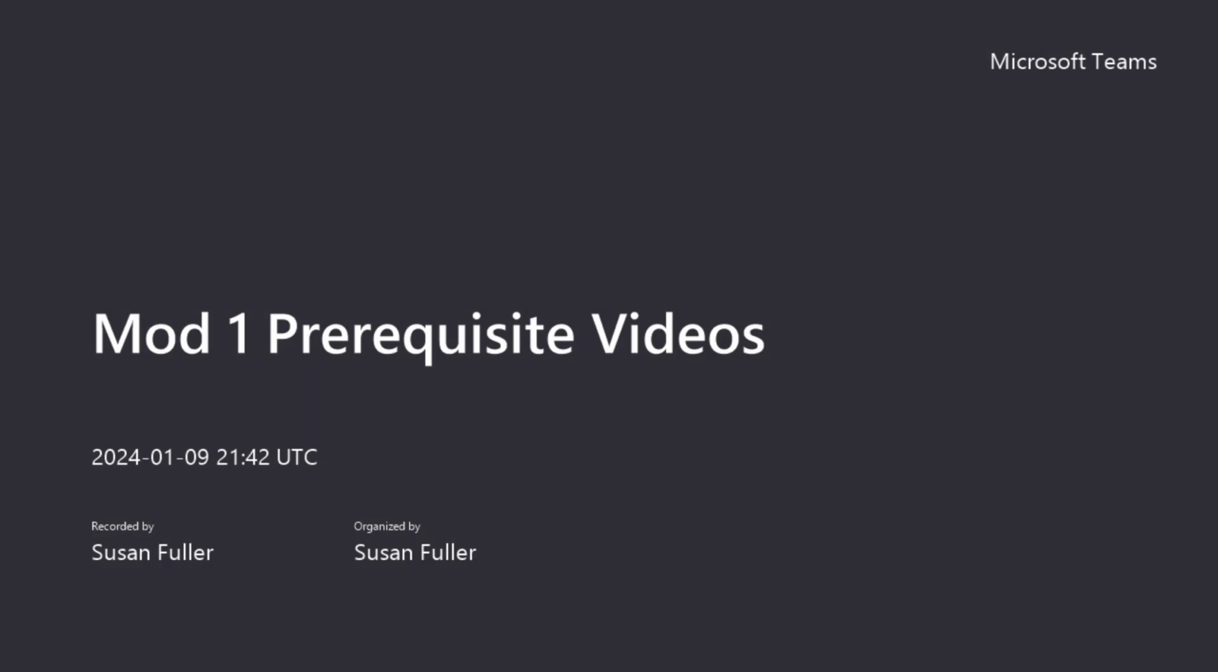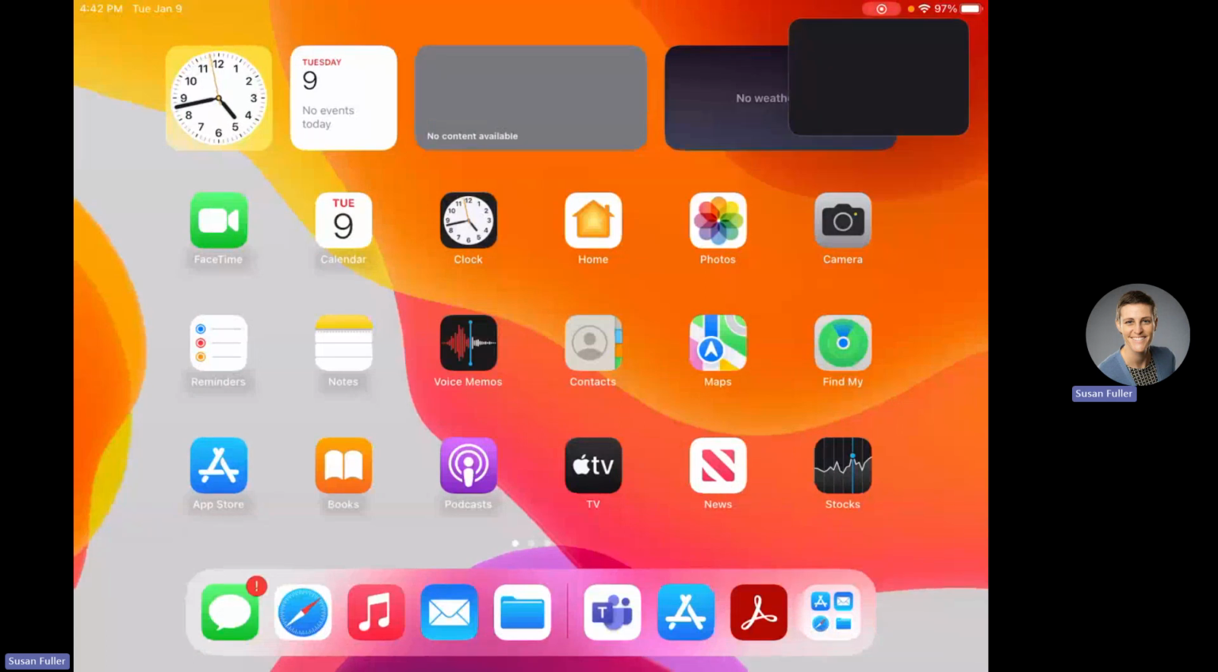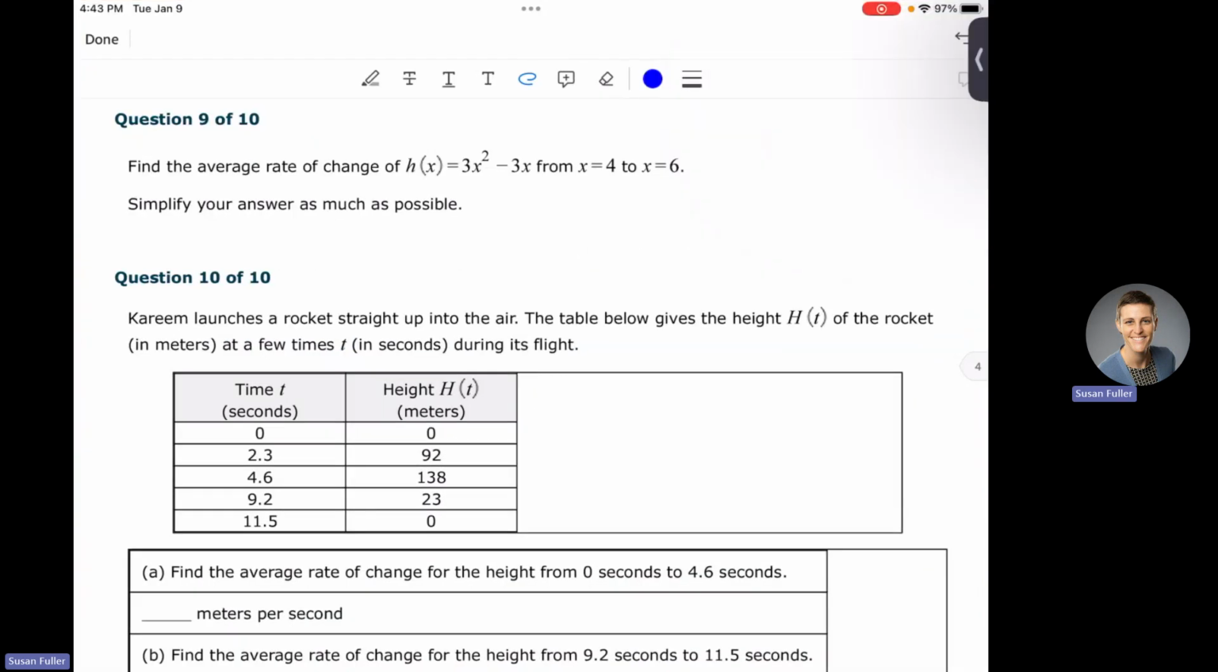Hello, everyone. I'm making some videos to help you with your Module 1 prerequisite assignment in ALEX. The last one I'm doing for you here is about questions 9 and 10. Both of these talk about average rate of change.